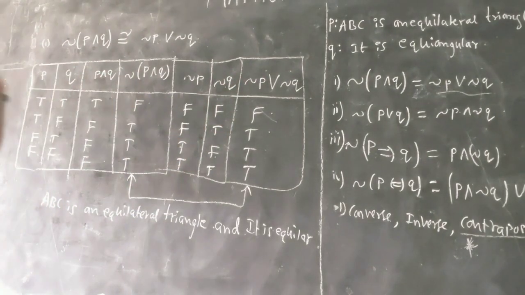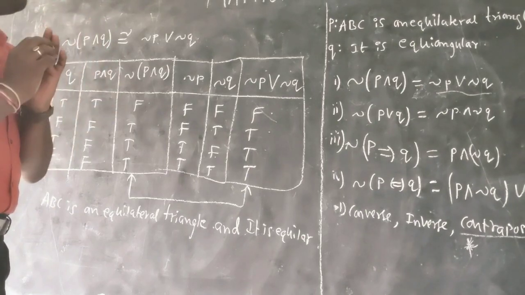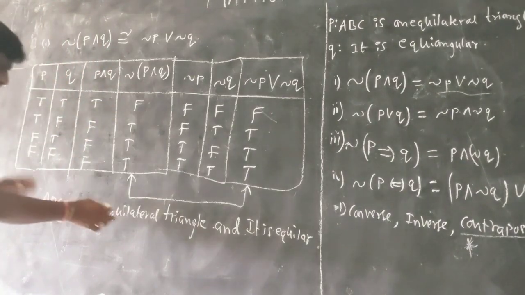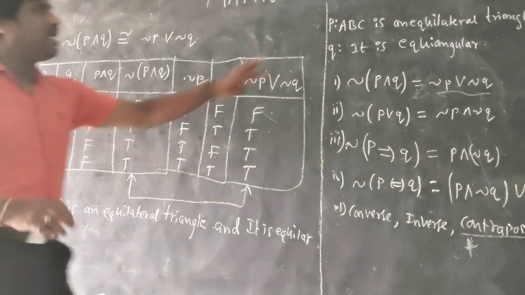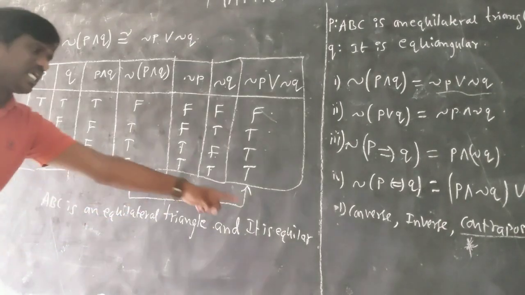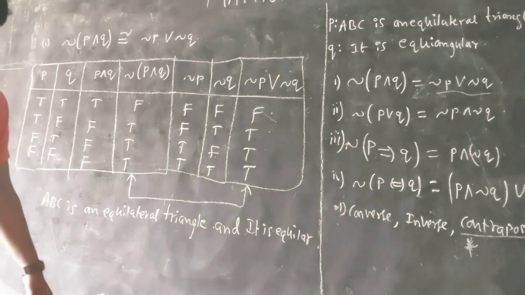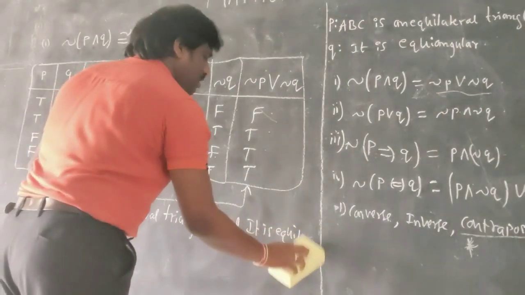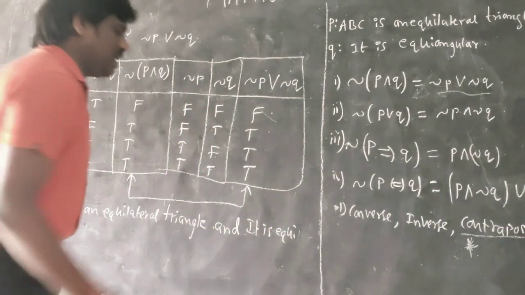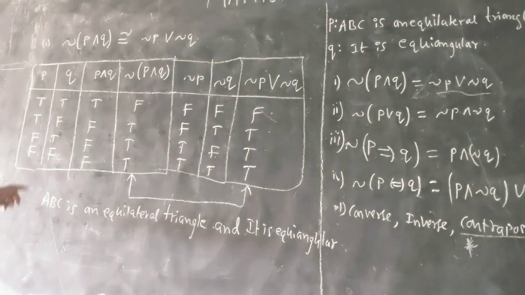Negation P means, what is the P statement? Triangle ABC is an equilateral triangle. What is the negation of that? They won't give you P and Q. They give you a statement, and this type of question is asked in JEE: ABC is an equilateral triangle and it is equiangular. So he is asking, what is the inverse of this?